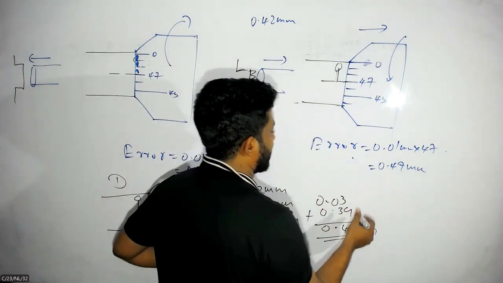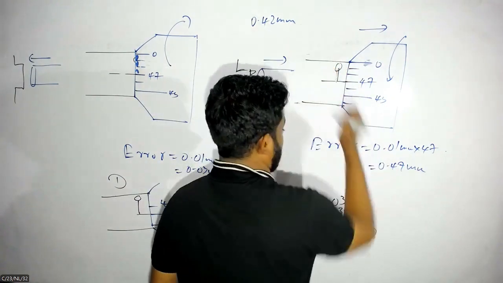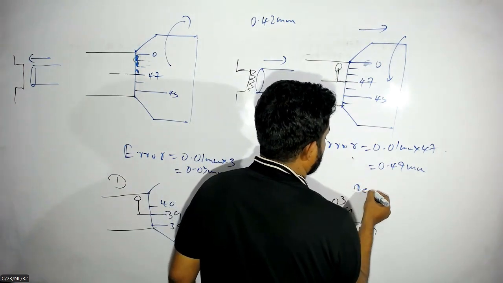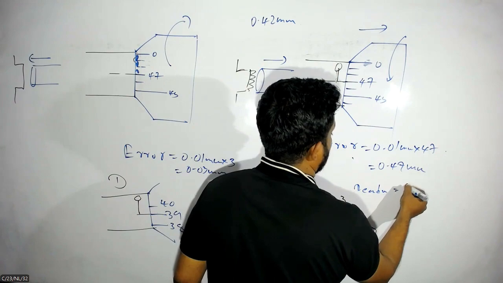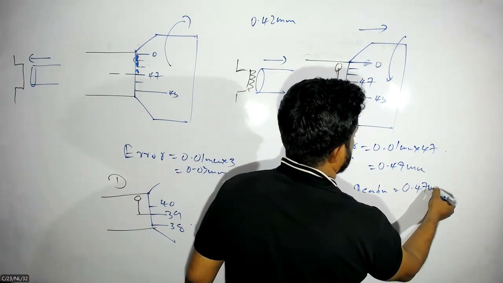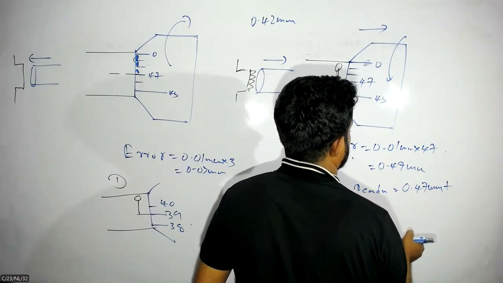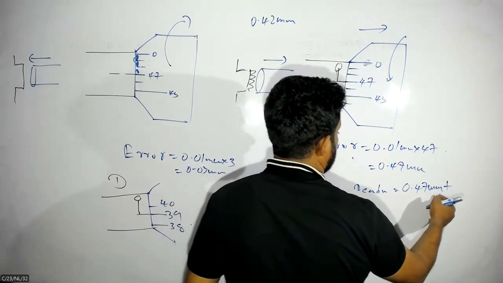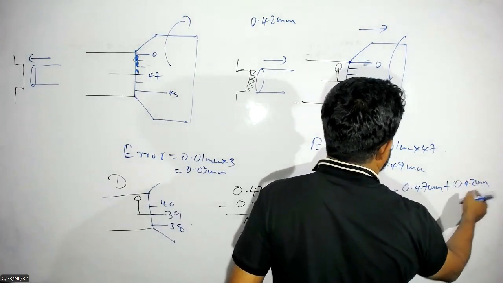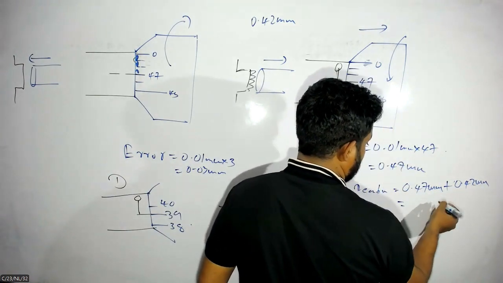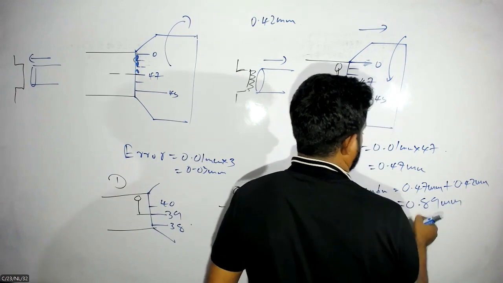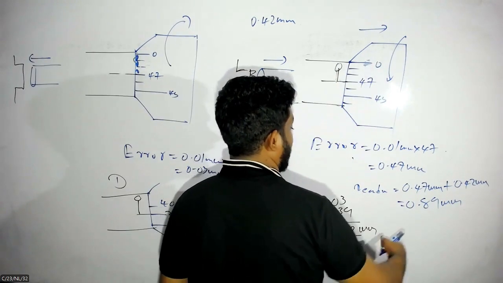They have given the true value. Therefore, your reading will be 0.47 millimeter greater than the true value. They have given the true value. Therefore, the reading is 89, and the reading is 0.89 millimeter.